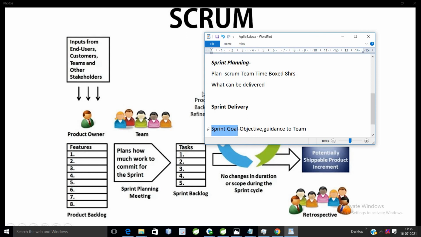After completion of one or two sprints, every team member will be able to understand the objective of our product or product backlog.